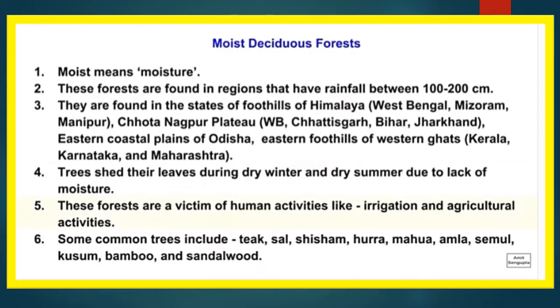Moist means moisture, so they are found in regions having rainfall between 100 and 200 centimeters, and they are found in the foothills of the Himalayas, the Chota Nagpur Plateau, eastern coastal plains of Odisha, and eastern foothills of the Western Ghats. These trees shed their leaves during dry winter and dry summer due to lack of moisture in the soil. And these forests are victims of human activities. That means they cut down the forest for irrigation or for agriculture. Some of the common trees you can see are teak, sal, sisham, mawa, amla, kusum, bamboo, and sandalwood.